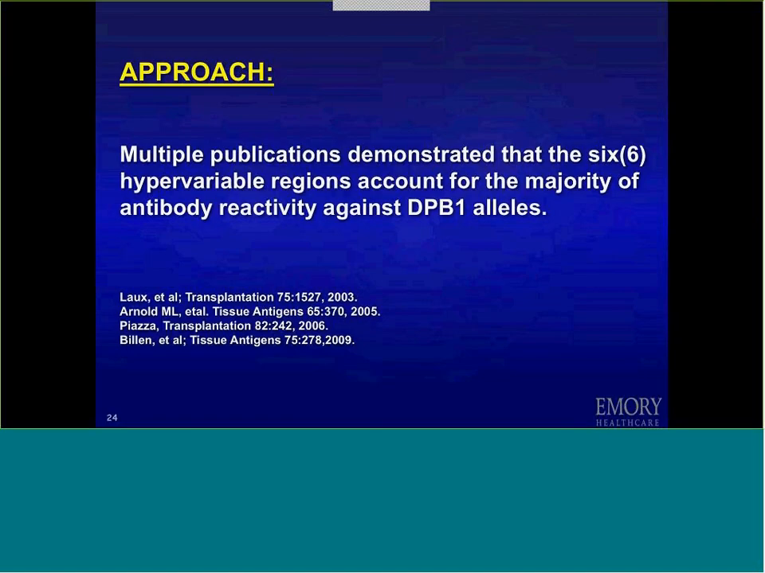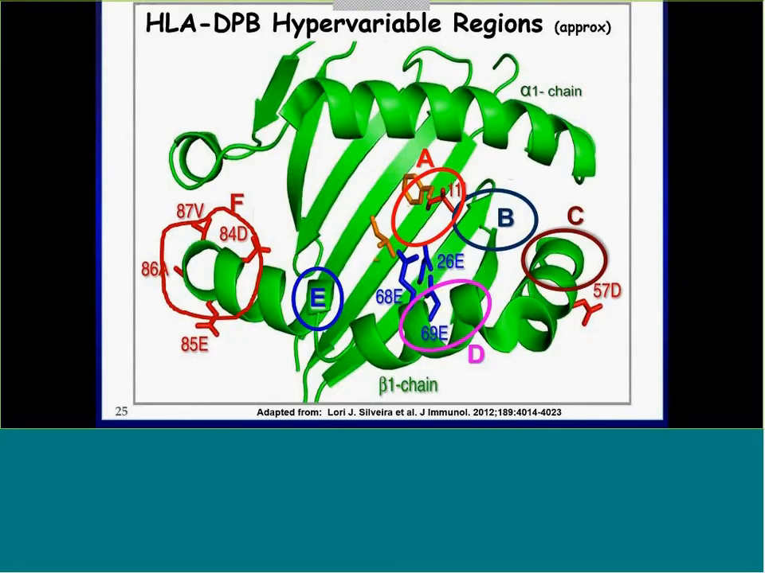HLA-DP beta-1 alleles. And a ribbon diagram, a cartoon of an HLA class 2 molecule is shown here in a pretty bright green, and circled with letters next to them are the 6 different hypervariable regions that are labeled A, B, C, D, E, and F, and this diagram shows you where those different hypervariable regions are. And what do we mean by hypervariable? It means that there's a lot of polymorphism that exists, especially in these spots.